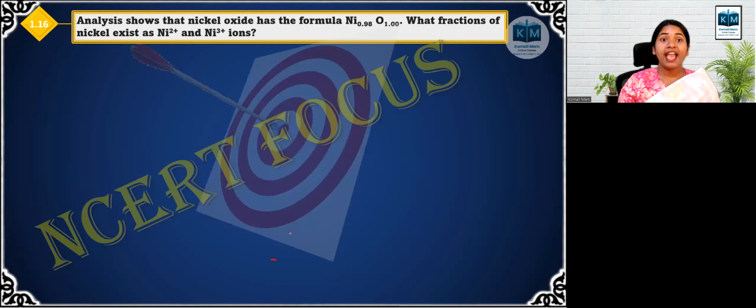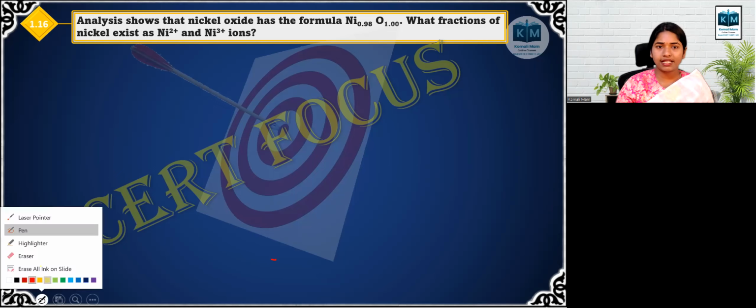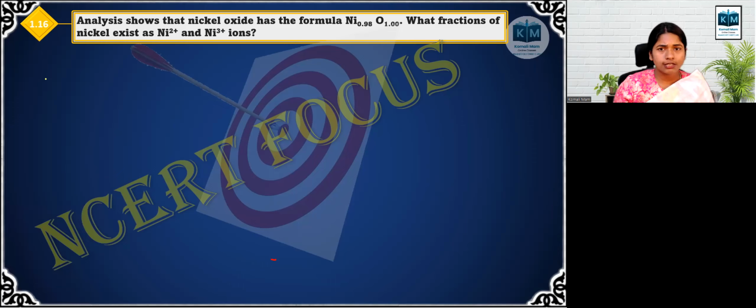See the next question. Analysis shows that nickel oxide has the formula Ni 0.98 O 1. What you have to do is find what fractions of nickel exist as Ni plus 2 and Ni plus 3. Here I want to tell you an awesome concept: nickel oxide is changing into Ni 0.98 O. What is the meaning? In NiO they are in 1:1 ratio, which means 100:100, 100 nickels are present and 100 oxygens are present.